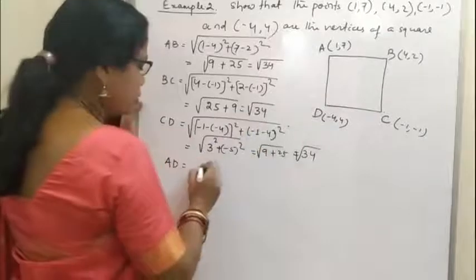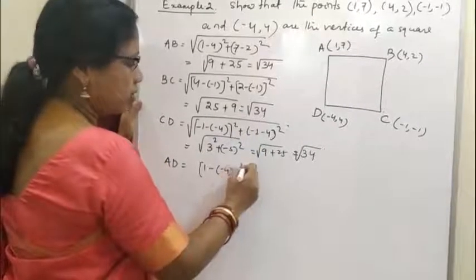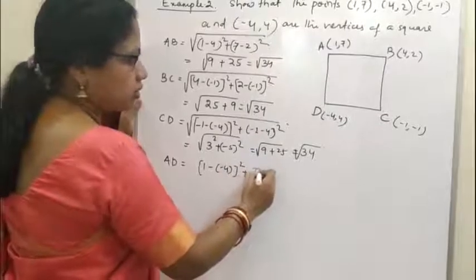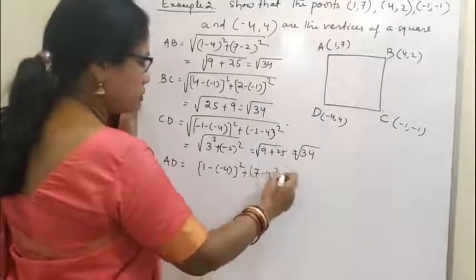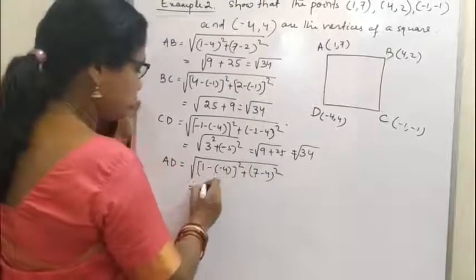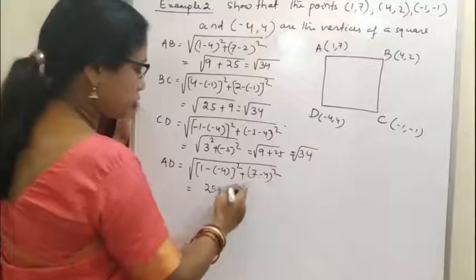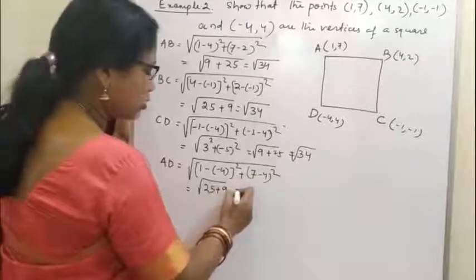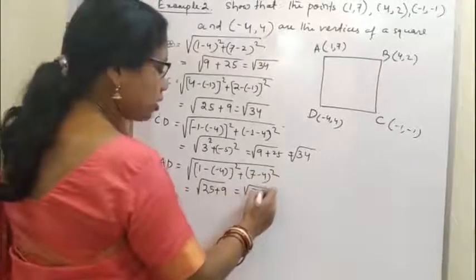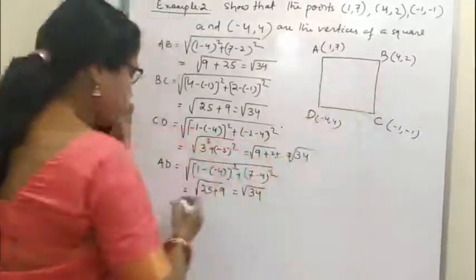AD is equal to the square root of (1 minus -4) whole square plus (7 minus 4) whole square. So this is equal to 5 square, 25, plus 7 minus 4, 3 square, 9. So this is equal to the square root of 34. Then the two diagonals AC and BD.